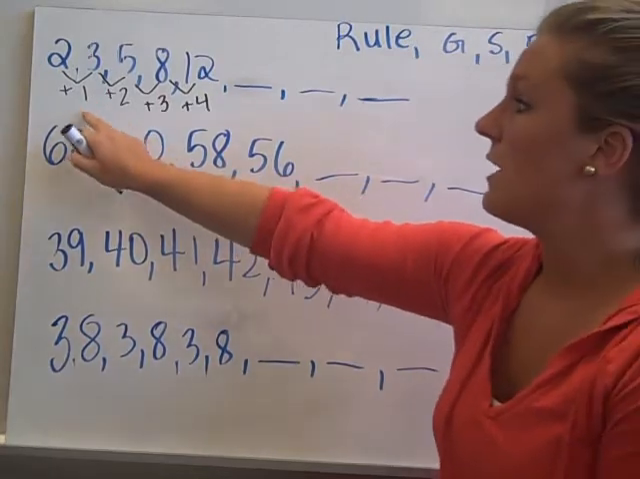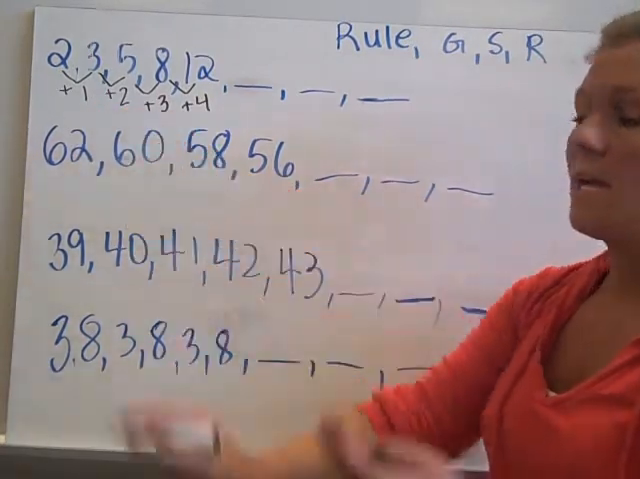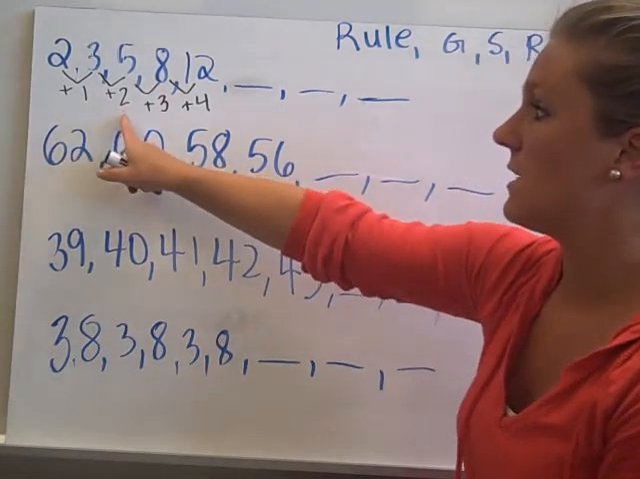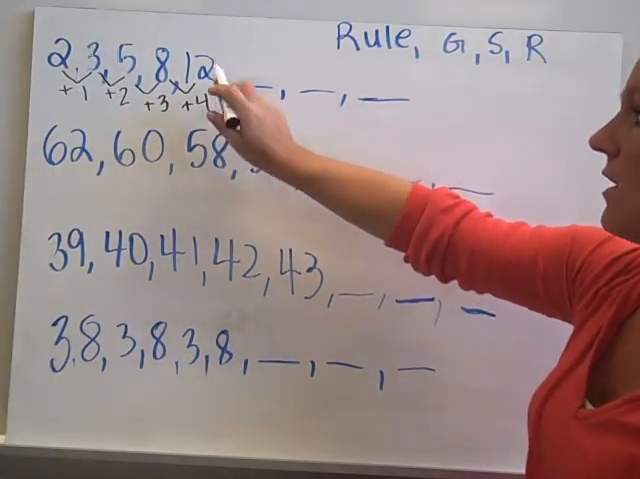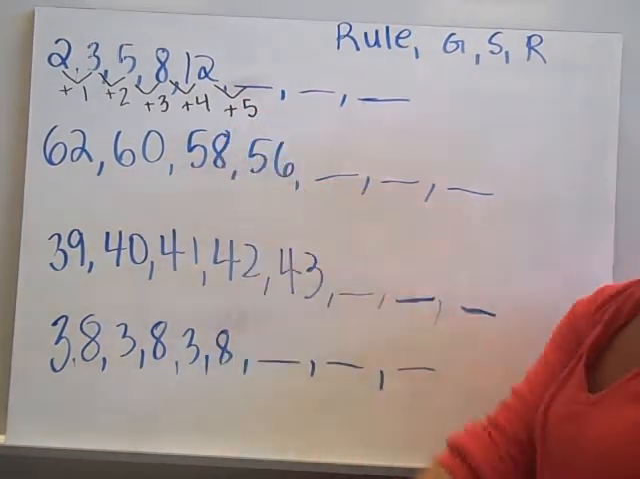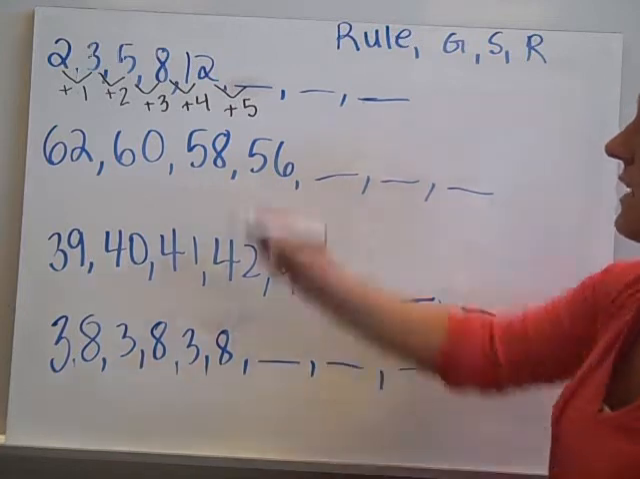Okay? So now here's how I find my rule. I'm increasing by 1 each time. I went from increasing 1, then 2, then 3, then 4. So now I know this time I need to increase by 5. 12 plus 5 is 17.